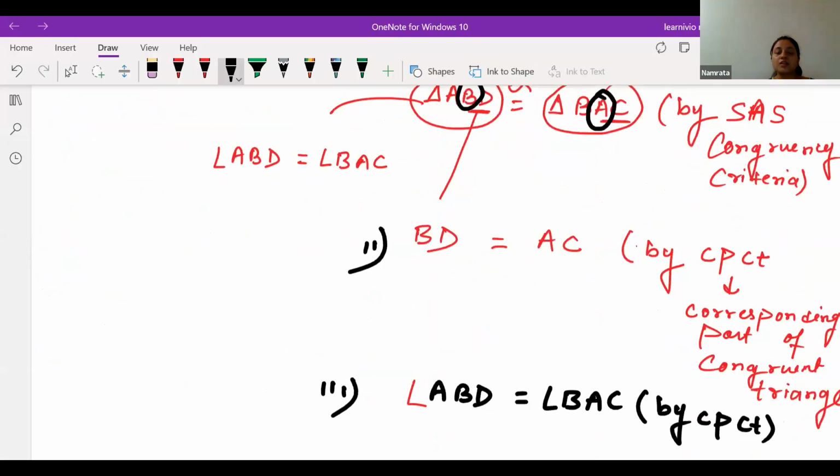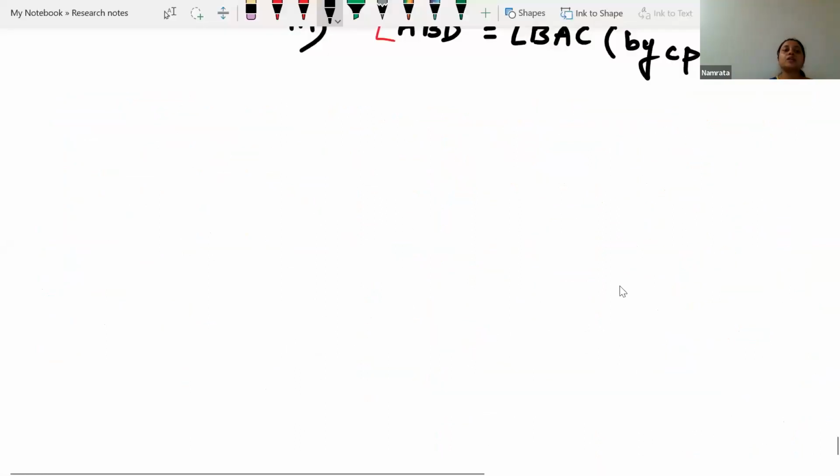Let's do the next one. Quickly we'll be doing the rest of the questions once you learn the concept. So number 3. This is the figure we are having.